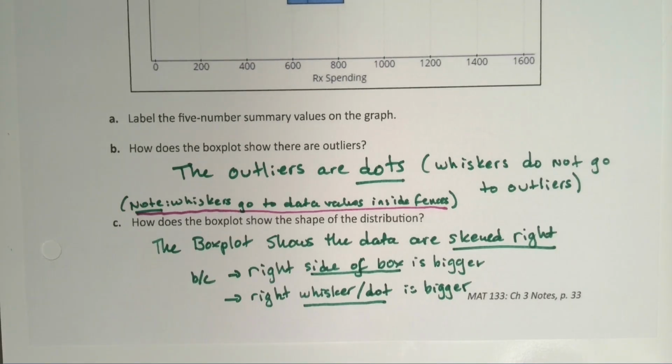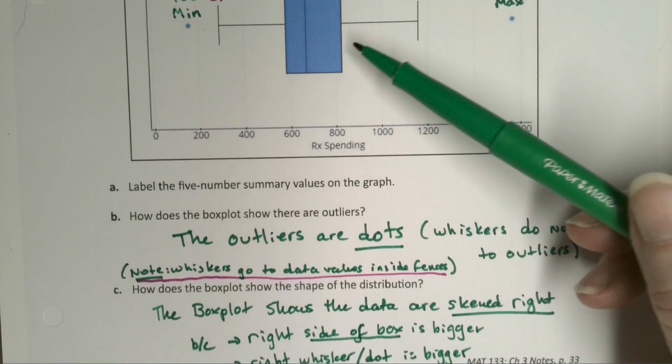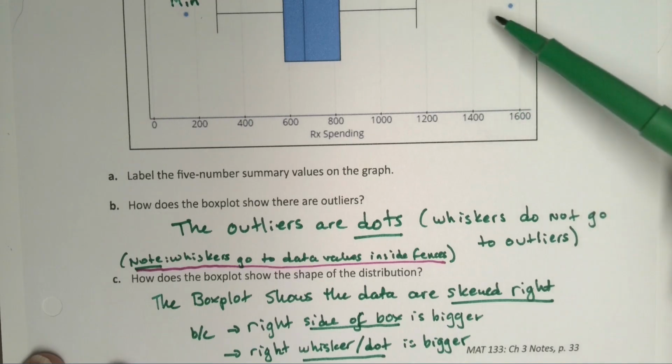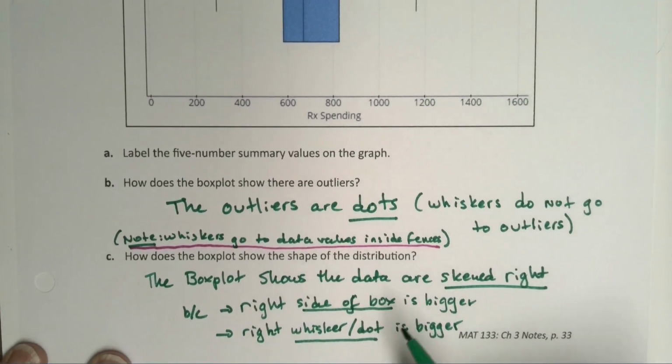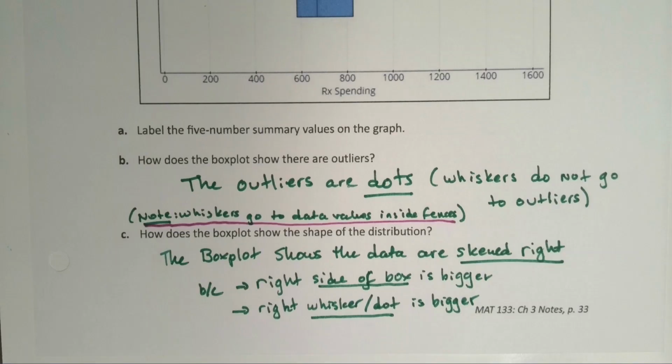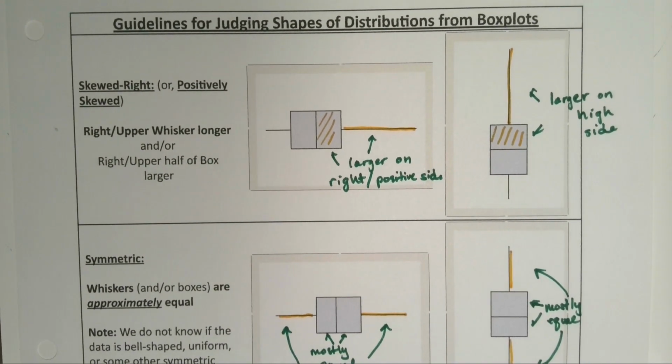All right, so I wrote that up. So you can tell it's skewed right because the right side of the box is bigger than the left, and the right whisker slash dot combo, the whisker and dot together, are larger. And since they are larger, that means that it's skewed right. So now that leads us into the next page, which are some guidelines for how we can use box plots to judge the shape of a distribution.